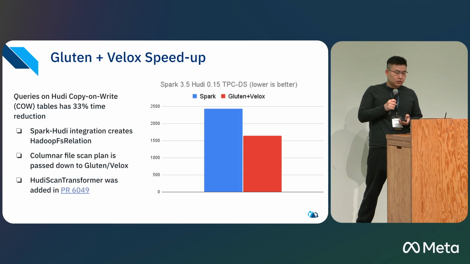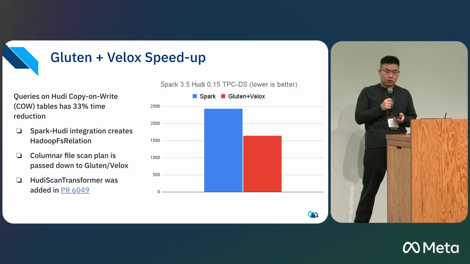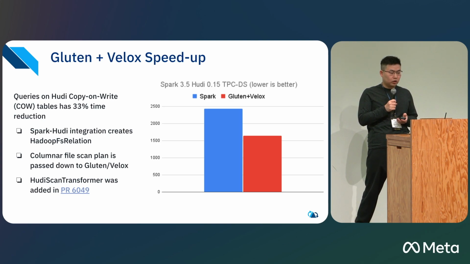Let's start with the progress we've made on Hudi and Gluten copy on write tables. For those unfamiliar, copy on write, or COW, is one of Hudi's table types, where each update creates new file versions, making reads super efficient, but with potentially high write amplification. Gluten support for Hudi COW tables was successfully added last year.